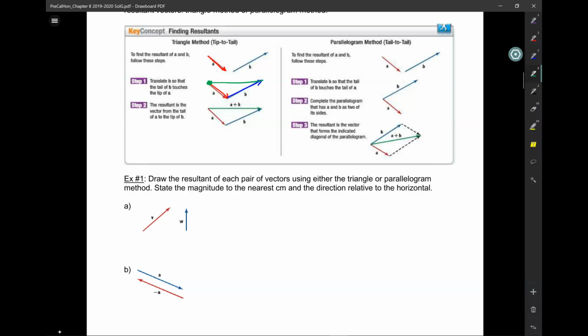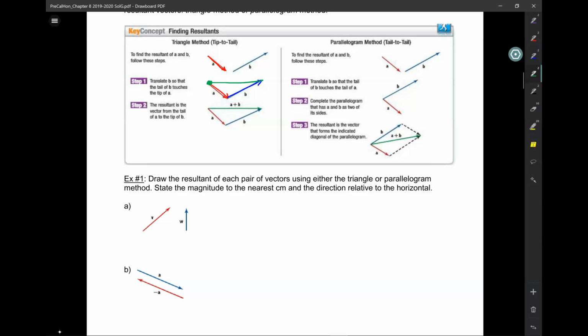Okay? So from the beginning of the first vector to the end of the second vector. Now, where to put the arrow? If these arrows represented the path that somebody was walking, and if they walked along A first, then they walked along B, you have to put the arrow in a direction that tells you where something started and where it ended.